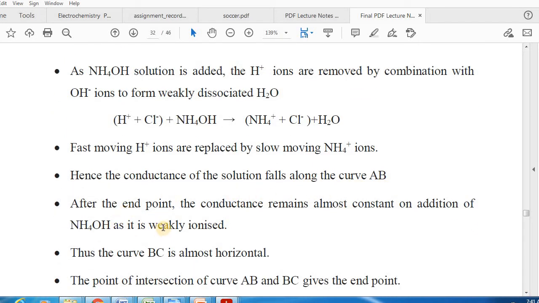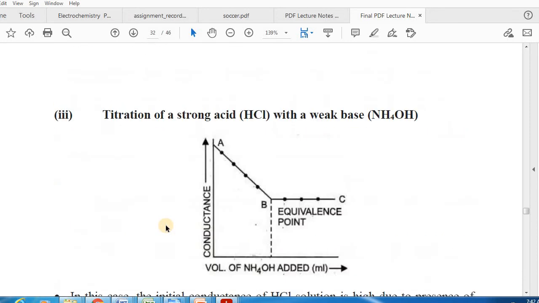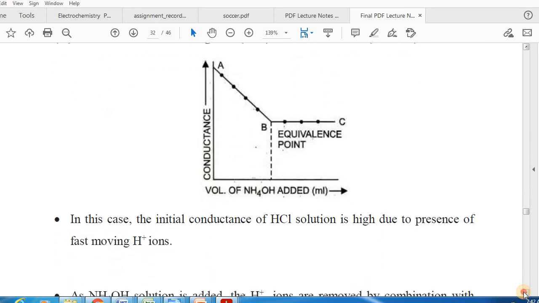After the end point, what happens? The conductance remains almost constant on addition of ammonium hydroxide, the reason being it is weakly ionized. Now there are no free H+ ions in the solution, and further addition of NH4OH gives us weakly ionized ammonium hydroxide, which is not giving too many ions. That's why the conductance of the solution remains almost constant. So initially conductance is decreasing, and then it remains almost constant after the equivalence point.